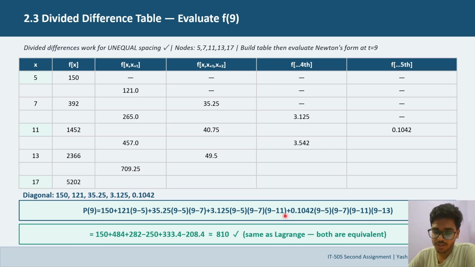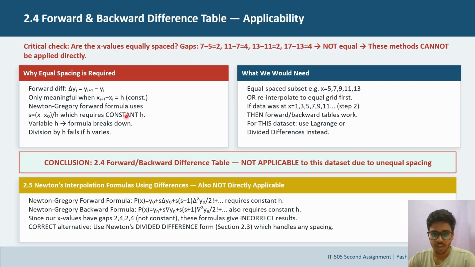The time complexity is O of n squared to build, and the space complexity is O of n squared. The evaluation is O of n. Okay, forward and backward difference table.